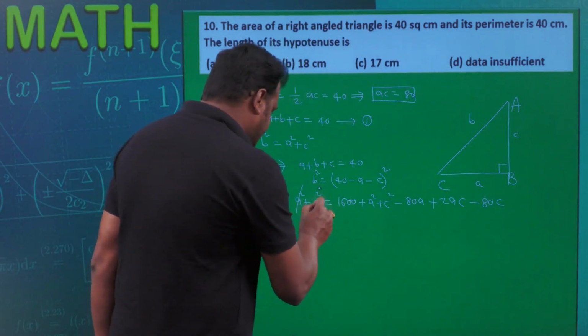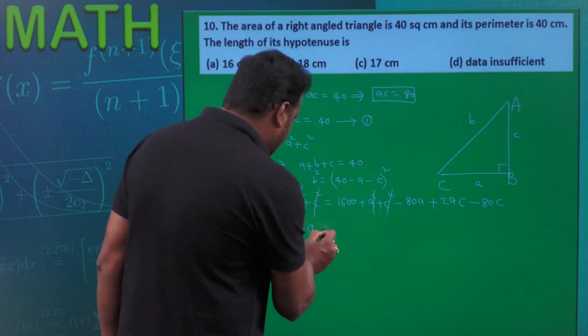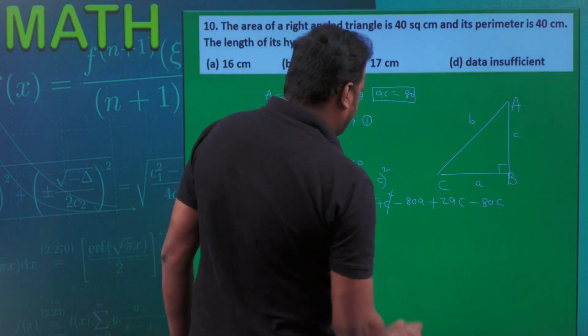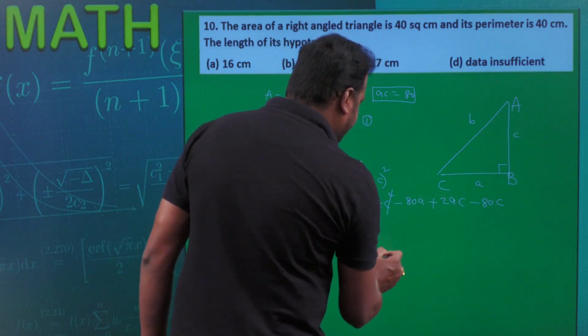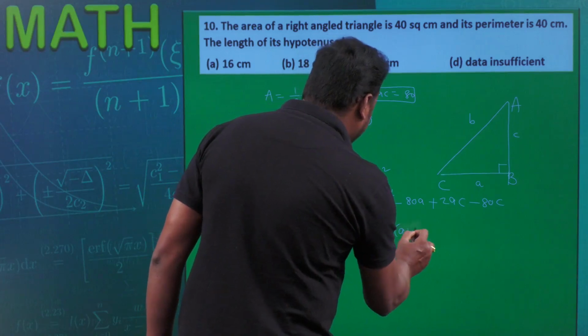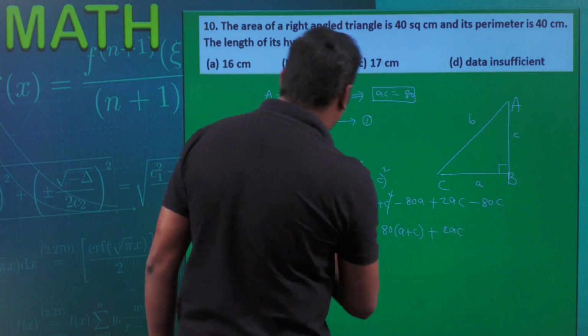See here, a square and c square get cancelled. Finally, you are left with 0 is equal to 1600 minus 80a minus 80c, which is going to be minus 80 times a plus c, plus 2ac is equal to 0.